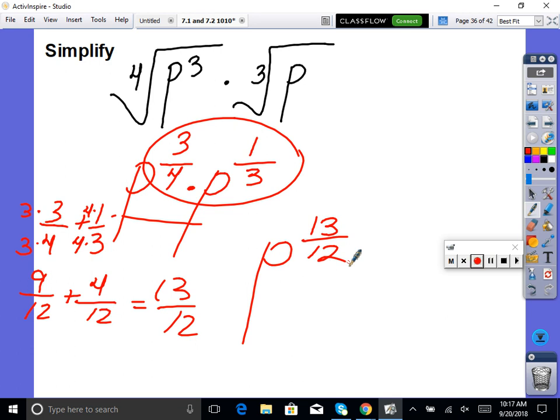Then did you start as a radical? Yes. So my final answer is the 12th root of p to the 13th power. Now don't start pulling stuff out. Don't keep going. Just stop there because we were putting it together. That was the goal. We could keep going on forever, pull it out and then rewrite it. It could never end. Do you guys see what I'm saying? So just stop.